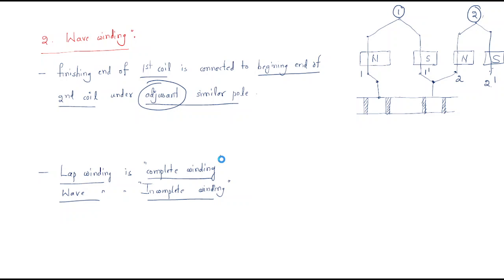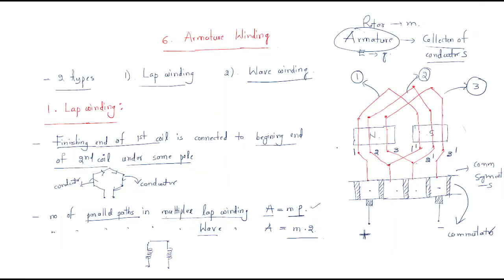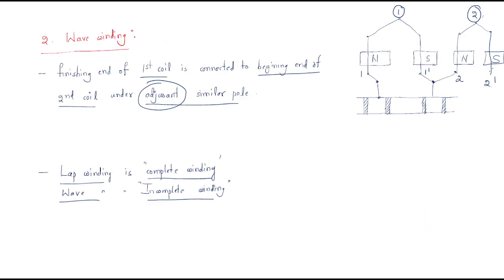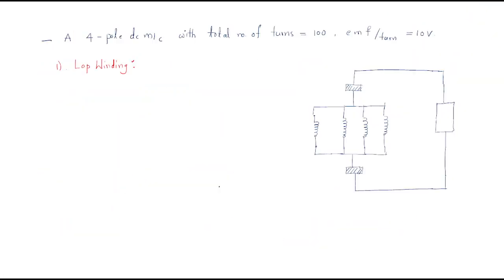Why? Just observe here. If you observe, the lap winding follows all the commutator segments. These are called the commutator segments. And it will completely occupy the complete poles like this. But here, a lot of commutator segments will be empty. Empty means this is not a complete winding. That's why the lap winding is the complete winding and the wave winding is the incomplete winding. Okay, so this is about the lap winding and the wave winding.